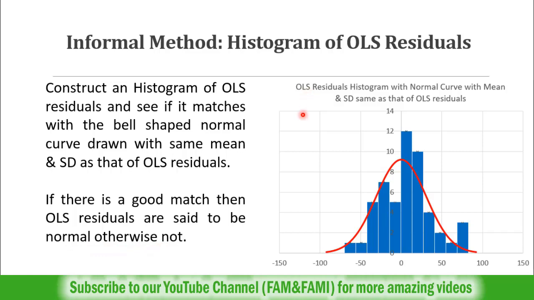This figure shows OLS residuals histogram with normal curve with same mean and same standard deviation as that of OLS residuals. The red line is the normal curve with mean equal to mean of OLS residuals and standard deviation equal to standard deviation of OLS residuals. And the histogram is represented by these blue bars. Roughly speaking, there is a good match between the residuals histogram and normal density curve. However, there is slight mismatch at this peak. The peak of histogram is somewhat higher than the peak of normal curve. The right hand side also shows some mismatch, but overall there is a good match between the two.